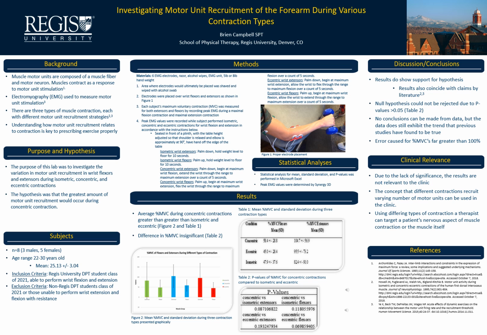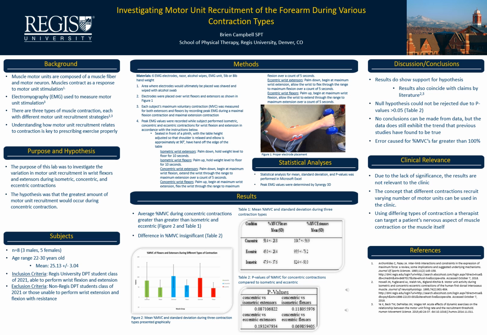Students were Regis University DPT students, class of 2021, able to perform wrist flexion and extension under tension. The materials used were EMG electrodes, razors, alcohol wipes, an EMG unit, and an 8-pound hand weight. The area where the electrodes would ultimately be placed was shaved and wiped with an alcohol swab. Electrodes were placed over wrist flexors and extensors as shown in the picture.